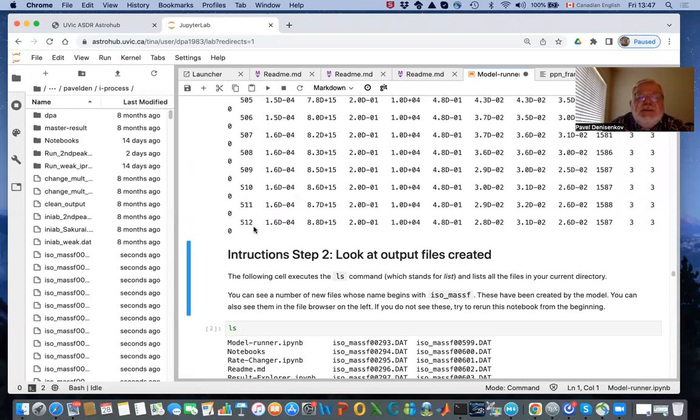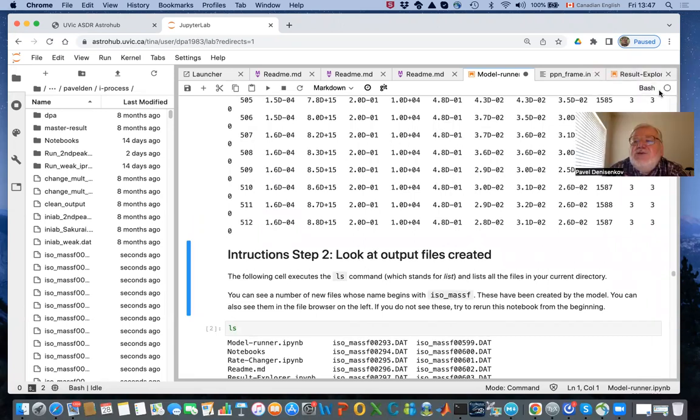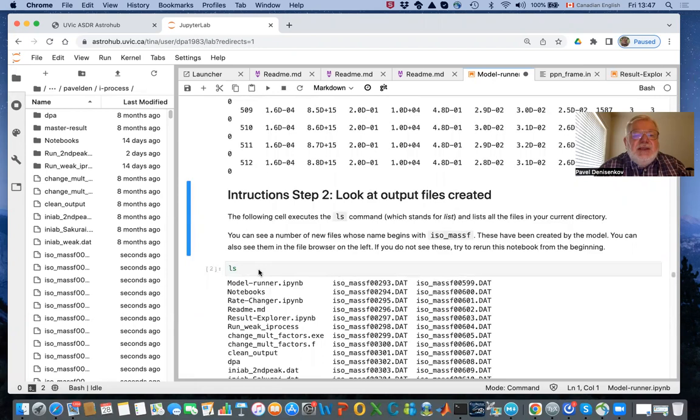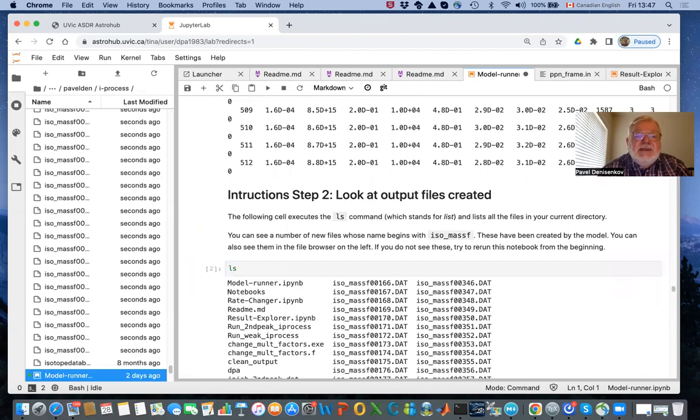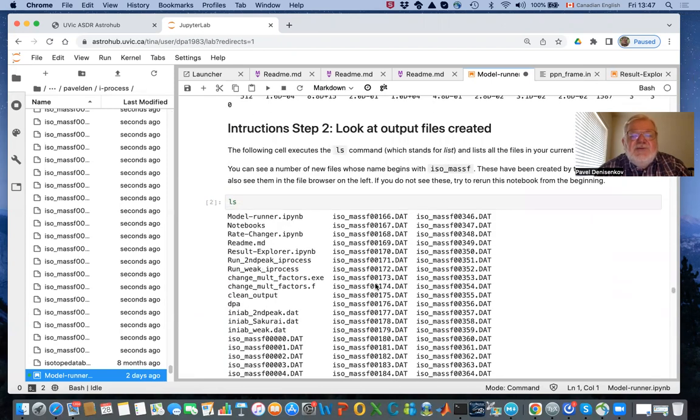Okay, the calculations have now stopped. This circle is now white. While calculations were going, it was black. So calculations stopped. Now I can check in my directory with the command ls if output files were made.